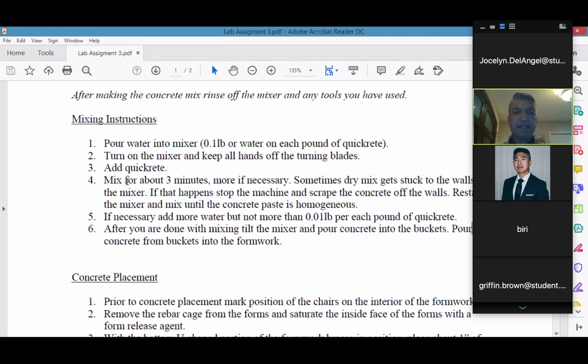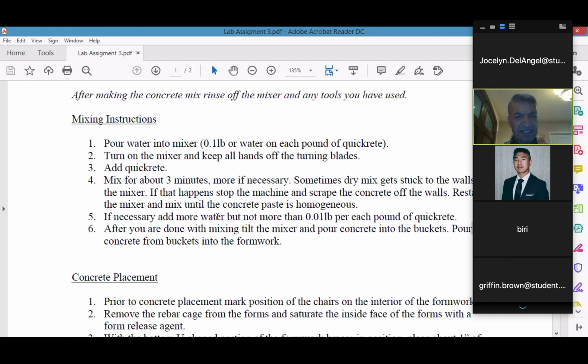You're going to let the mixer mix for about 3 minutes. And you will visually inspect the mix. If it needs a little bit more, you let it mix some more. Sometimes dry mix gets stuck to the walls of the mixer. If that happens, stop the machine and scrape the concrete off the walls, restart the mixer and mix until the concrete paste is homogeneous. That means the paste looks a little fluidy, and you know how concrete looks. Okay?